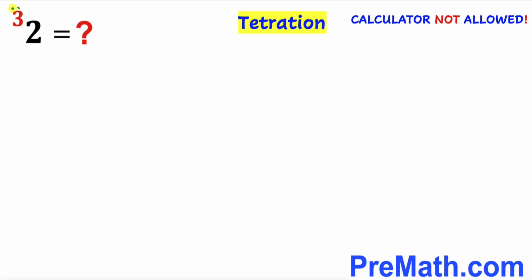And here we got this tetration function, and we got 2 with the left exponent 3. Now our task is to find the exact value of this tetration function. And please bear in mind, we are not supposed to be using calculators of any kind.